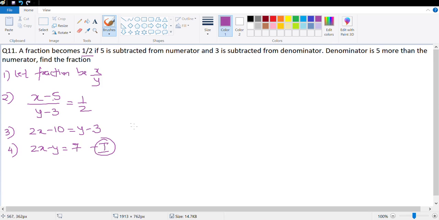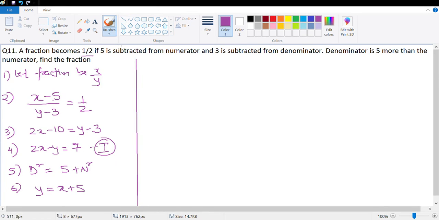Next, the denominator is 5 more than the numerator. Let's put it in the variables that we have. Y is equal to x plus 5, which means I can write this equation as x minus y is equal to negative 5. That's our second equation, right? X minus y is equal to negative 5. So we have two equations. The coefficient of y is already the same, in fact negative 1 in both cases.